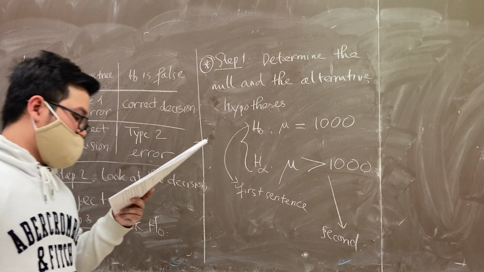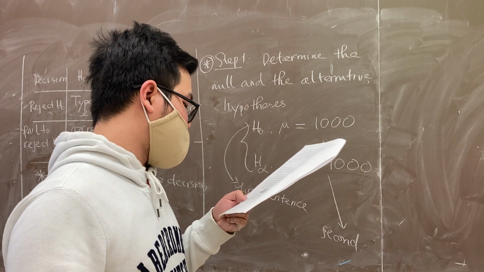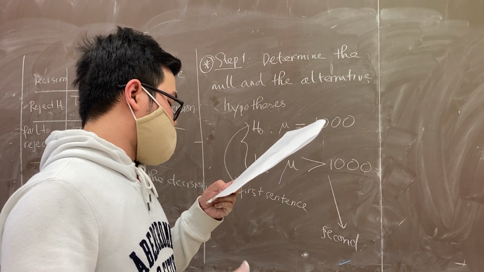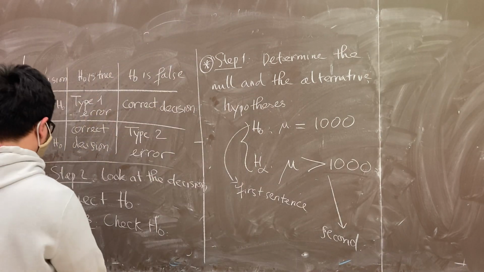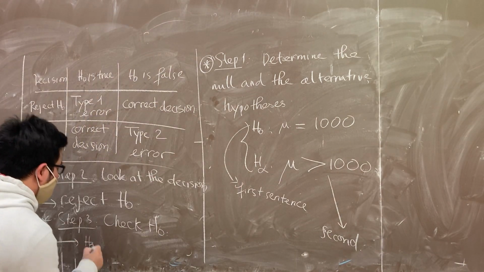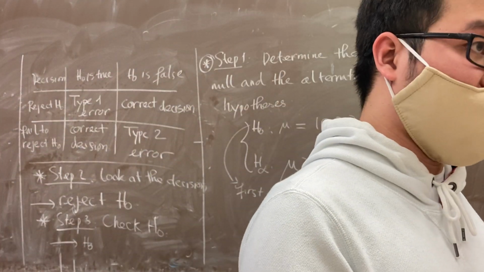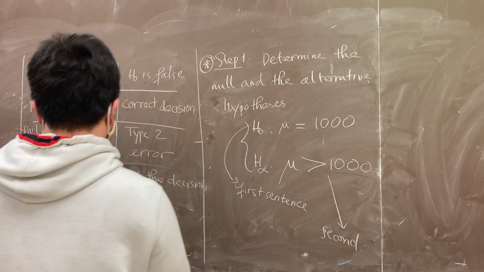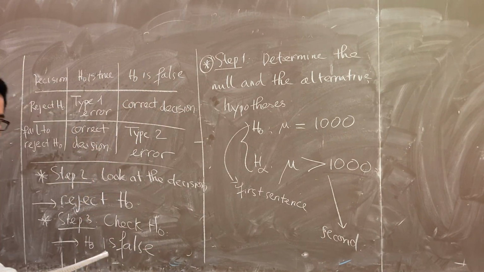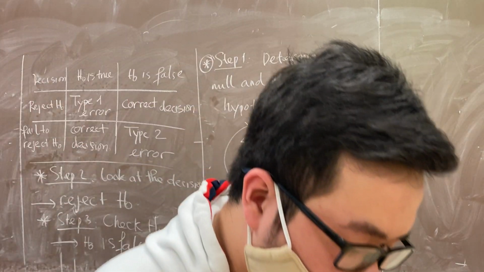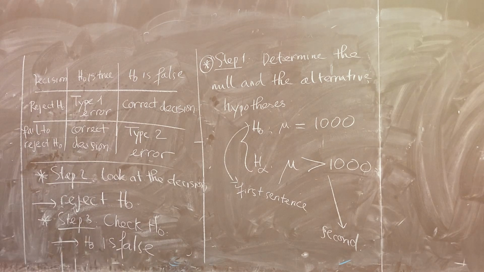Okay. Assume that in reality, the mean number of miles a car is driven per month is 1,250 miles. What does it mean? This means H0 is false or H0 is true. This sentence is false, right? Okay. H0 is false. So when we check this, that means H0 is false.